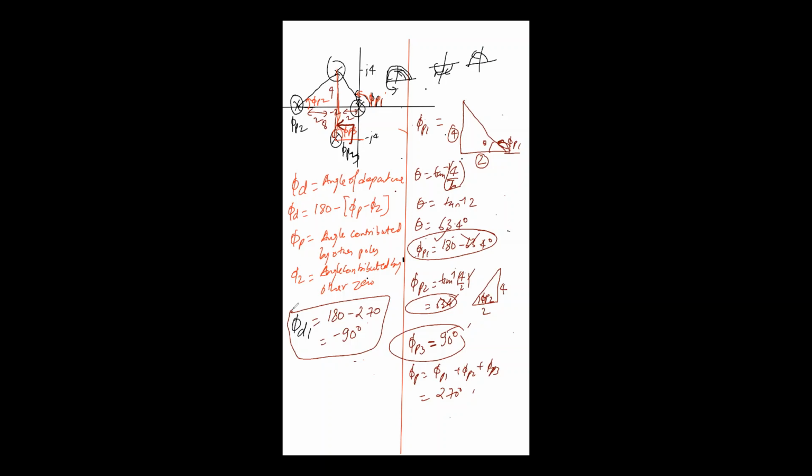By symmetry, we have seen the rule that the root locus is symmetrical about the real axis. This is your real axis. So if phi d1 starts like this, phi d2 will be in the upward direction, that is plus 90 degrees, to make it symmetrical. I will erase it and write it again. So phi d1 we got as minus 90 degrees.